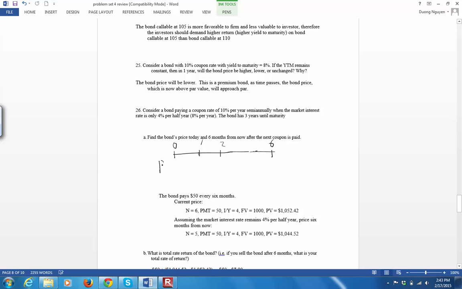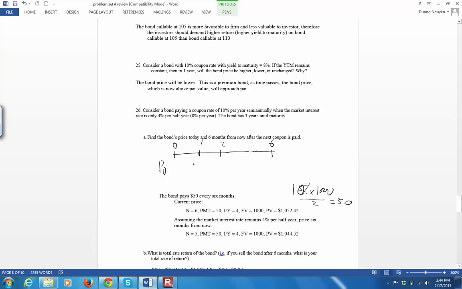So how much is the price of the bond today? Very similar. From now until time 3, you have n equal to 6, because it's semi-annual coupon payment. Payment is 50, which is 10% times 1,000 divided by 2, equal to 50. And I% is 4. Future value 1,000, present value you compute, 1052.42.